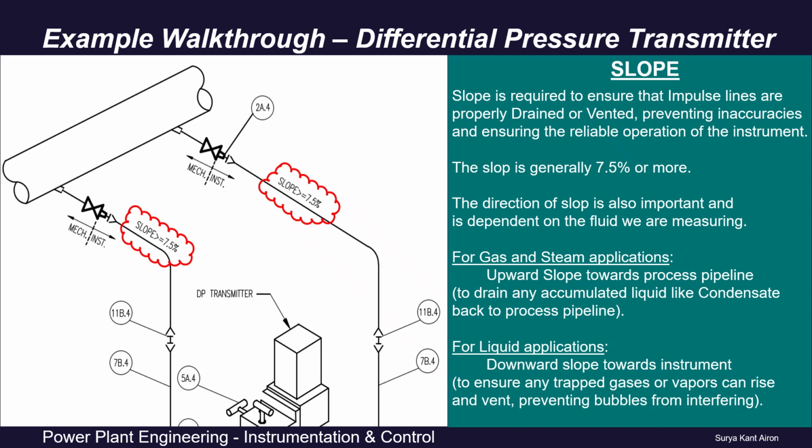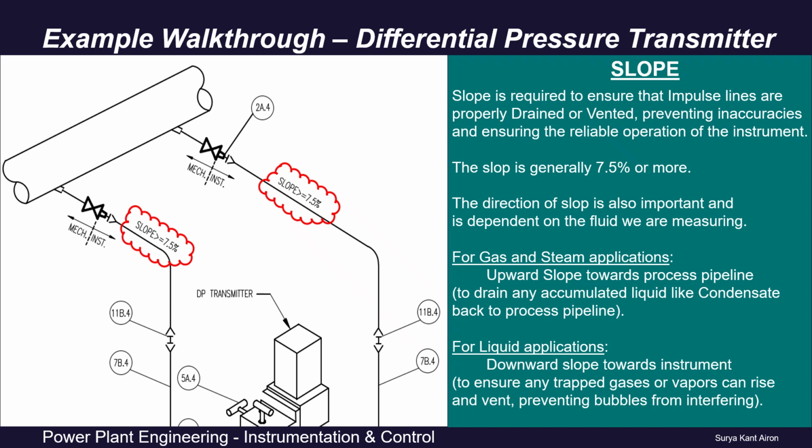For example, if we are measuring gas, then for gas services, the tubing connecting the process line to the measuring instrument should slope upward from the tapping point. This allows any accumulated fluid like condensate to drain back into the process line, preventing it from trapping in the impulse line and affecting the instrument's accuracy.